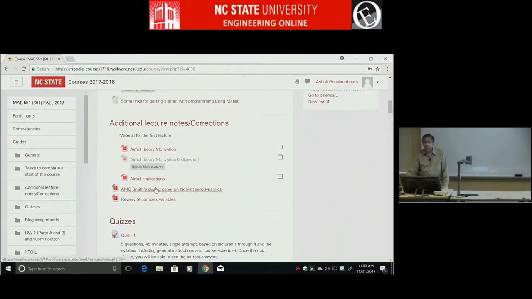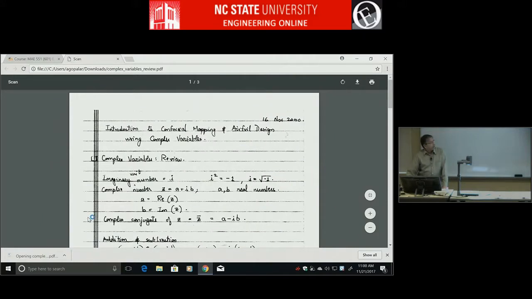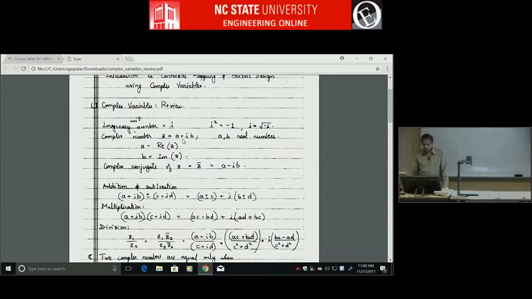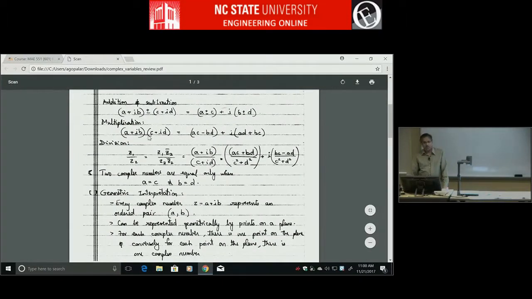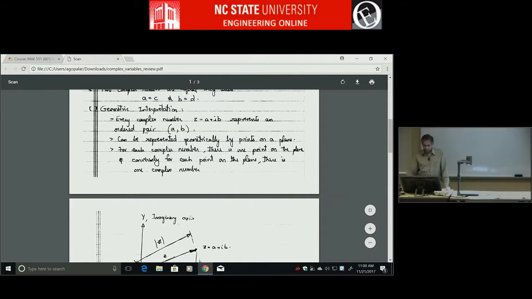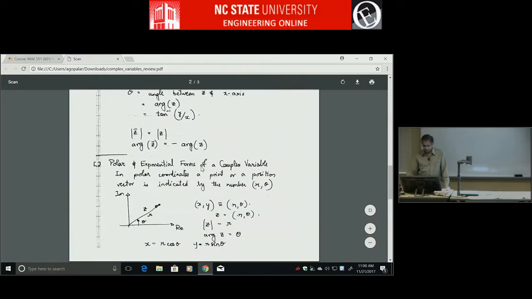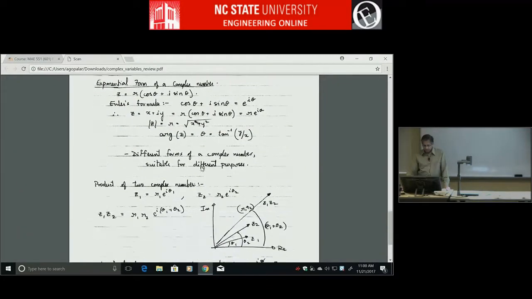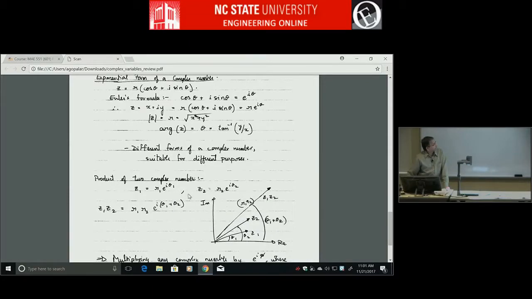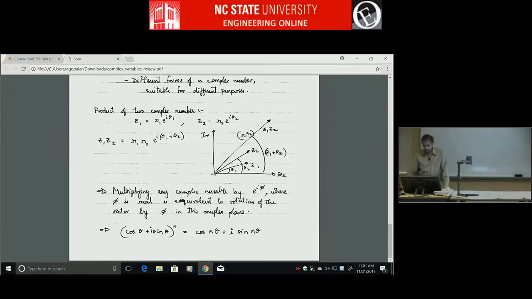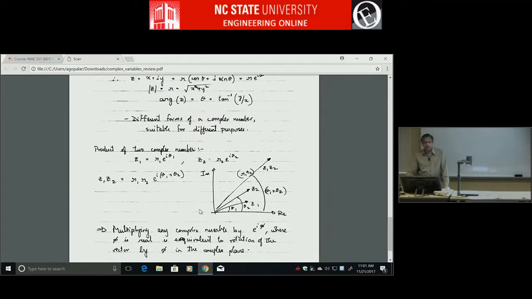So here is the stuff I'm talking about. This is Amos Smith's paper, and this is a review of complex variables. It's just a couple of pages of handwritten notes. But it basically starts from very simple stuff like what is an imaginary number, and very quickly it goes about how do you add, how do you subtract, just review. And what is a geometrical interpretation, how do you write it in polar coordinates, and then what is the exponential form of a complex variable, what is the meaning of the product of 2 complex variables, and basically 3 pages.